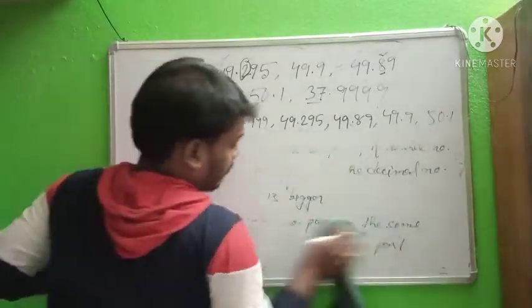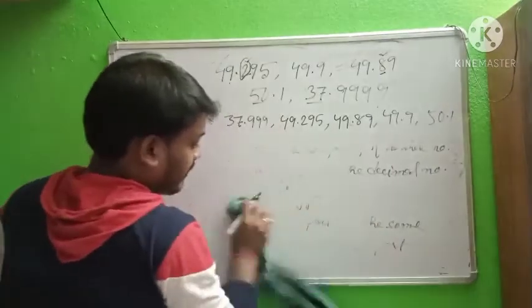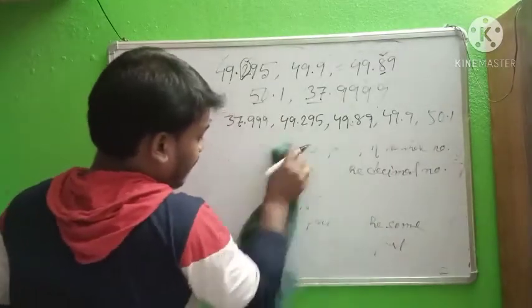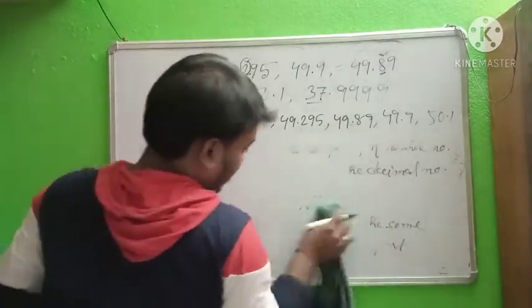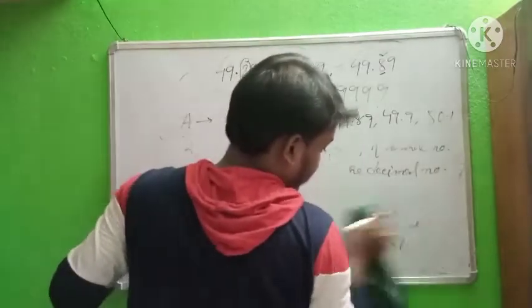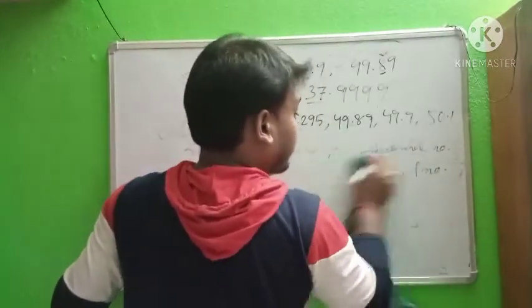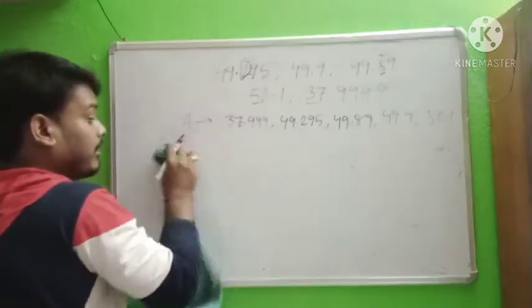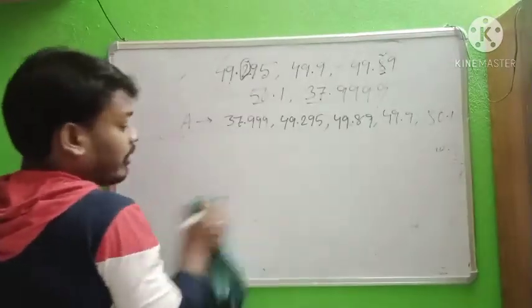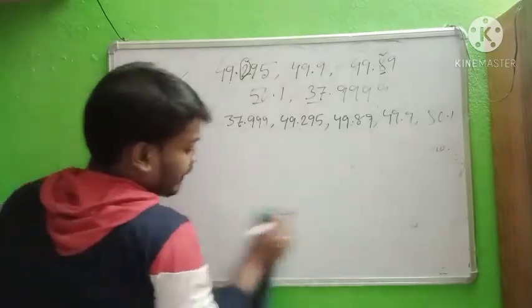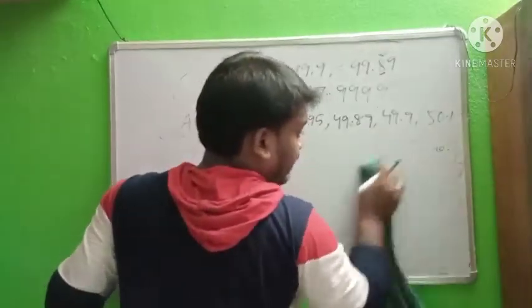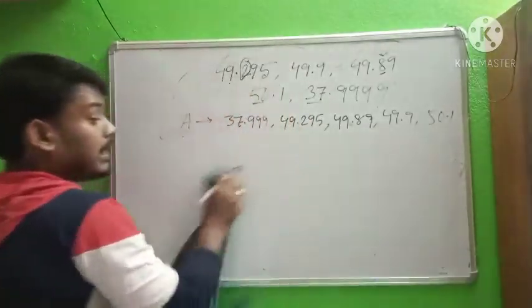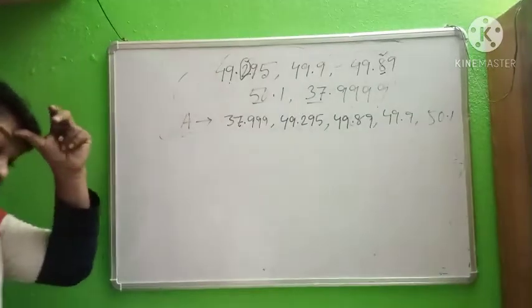So what is the easier process? First we check the whole number part. If the whole number part is bigger, then the decimal number is bigger. If the whole number part is smaller, then the decimal number is smaller. If the whole number part is the same, then we check the decimal part digit wise. If the digit is bigger, then the number is bigger.